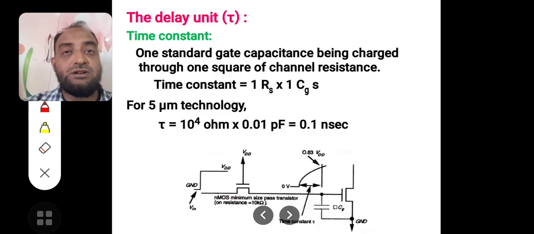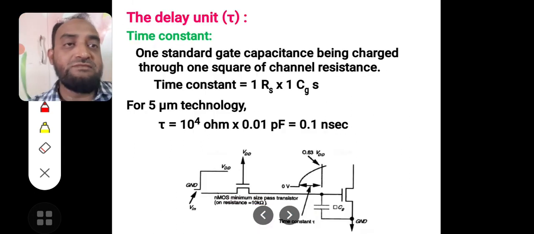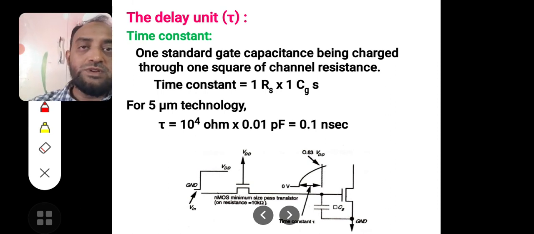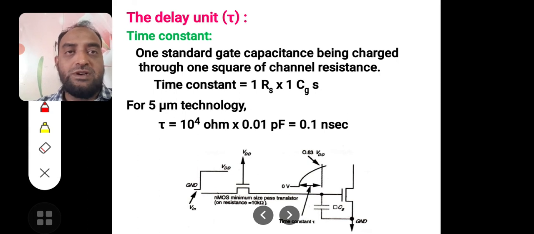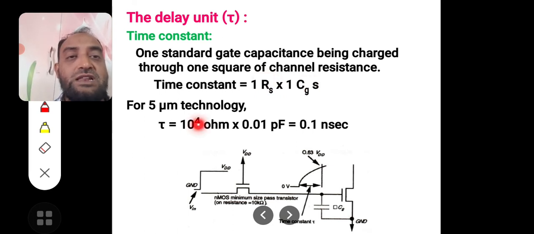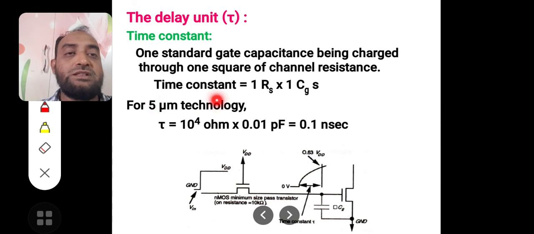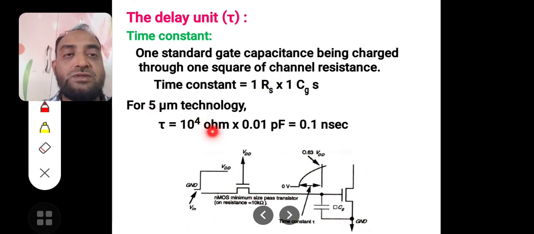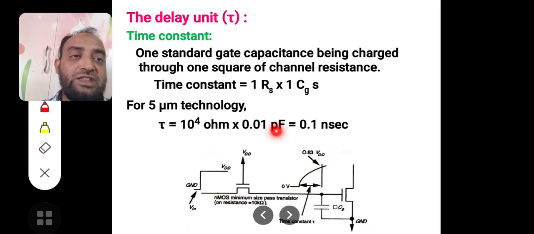Now once we have the capacitance value and resistance value in hand, what we can estimate is the delay time. The delay time tau is RC. 1 Rs and 1 Cg give you the delay time. As we have just calculated for a 5 micrometer technology as an example, 1 Rs is equal to 10^4 ohms, which is 10 kilo ohms. And this Cg we have just seen is 0.01 picofarads.